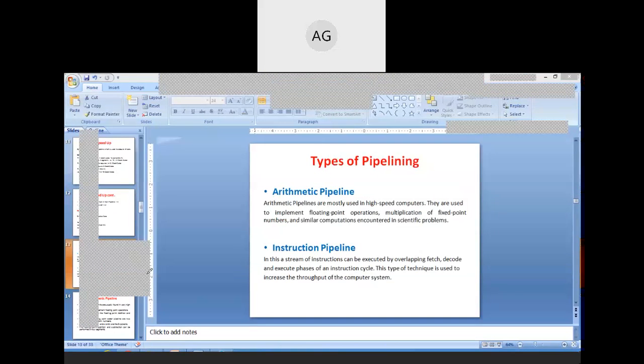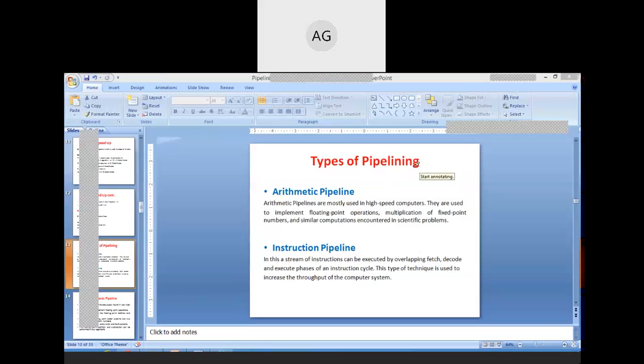Now the next topic in pipeline is types of pipelining. There are two popular pipelines: one is the arithmetic pipeline and the second is the instruction pipeline. Arithmetic pipelines are mostly used in high speed computers. They are used to implement floating point operations, multiplication of fixed point numbers, and similar computations encountered in scientific problems.